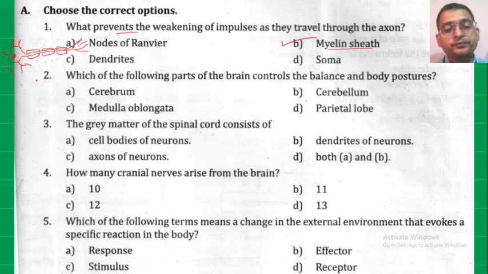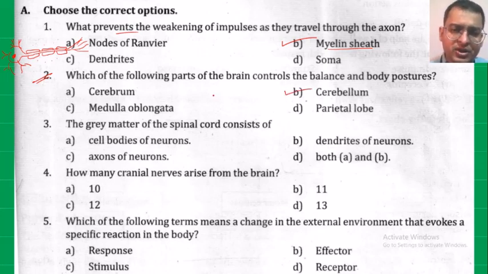Next question. Which of the following parts of the brain controls the balance and body postures? Cerebrum, cerebellum, medulla oblongata, parietal lobe. The answer is cerebellum.